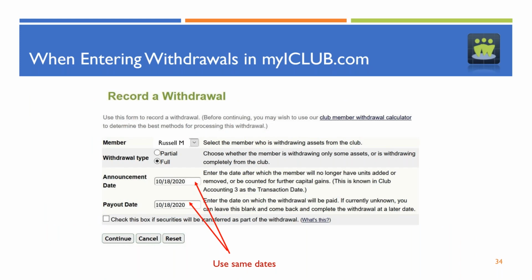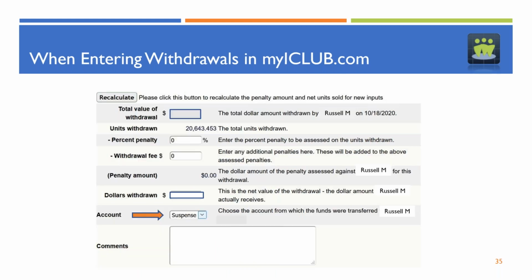So this is just showing you, if you want to do it my way, just put the announcement date and the payout date and match those. And then when you're choosing the account to pay it, choose the suspense account, and you can see that with that orange arrow, choosing the account that's paying it out.